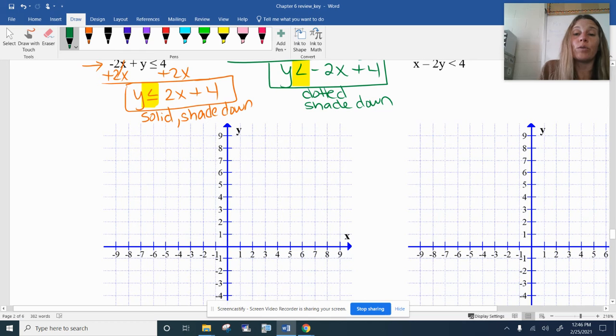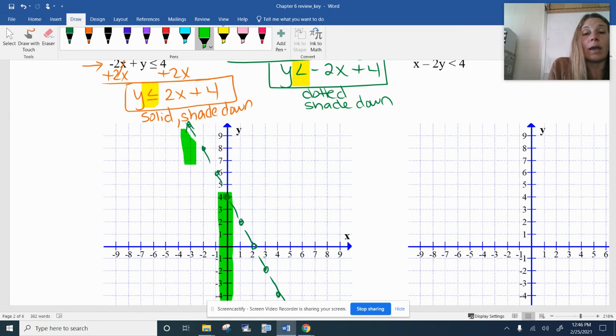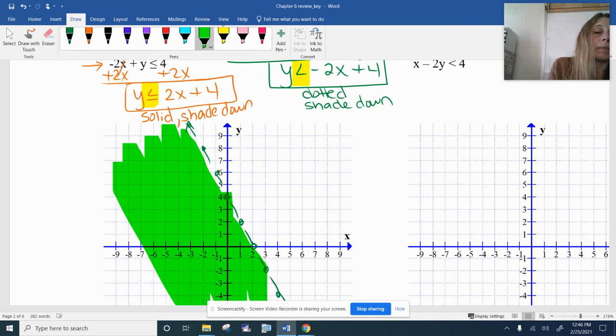Okay. So the one here in the green, I'm going to begin at my 4. My slope is -2, so down 2, right 1, down 2, right 1, or I can go up and to the left. I'm going to do a dotted or dashed line there. And then for shading, we're going to shade down. So I find my y-intercept and I go down, and then everything else on that side would be filled in like that.